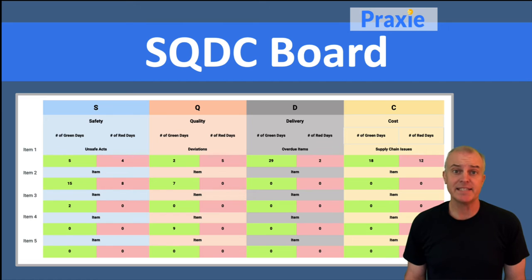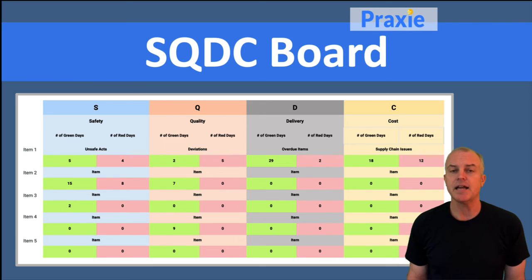An SQDC Huddle Board is something that's used usually in the manufacturing environment to track and measure how you're doing, usually on a daily basis, if not weekly and monthly basis. So SQDC is an acronym for Safety, Quality, Delivery, and Cost. Some people add a P onto the end of that, which is people.